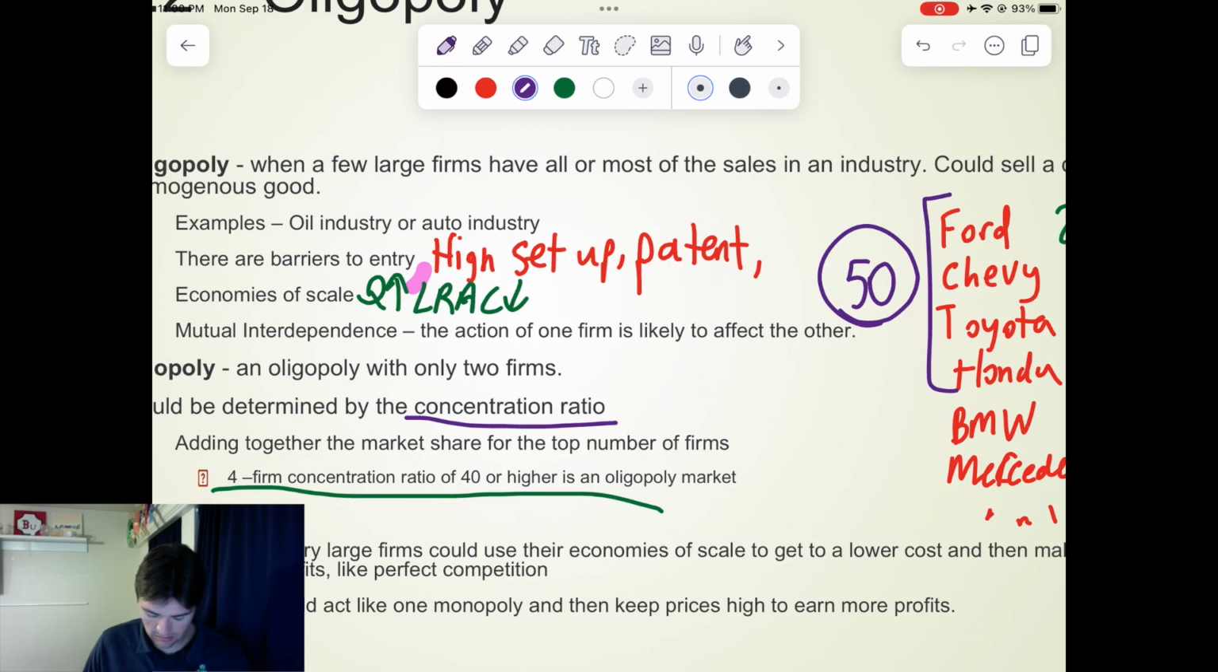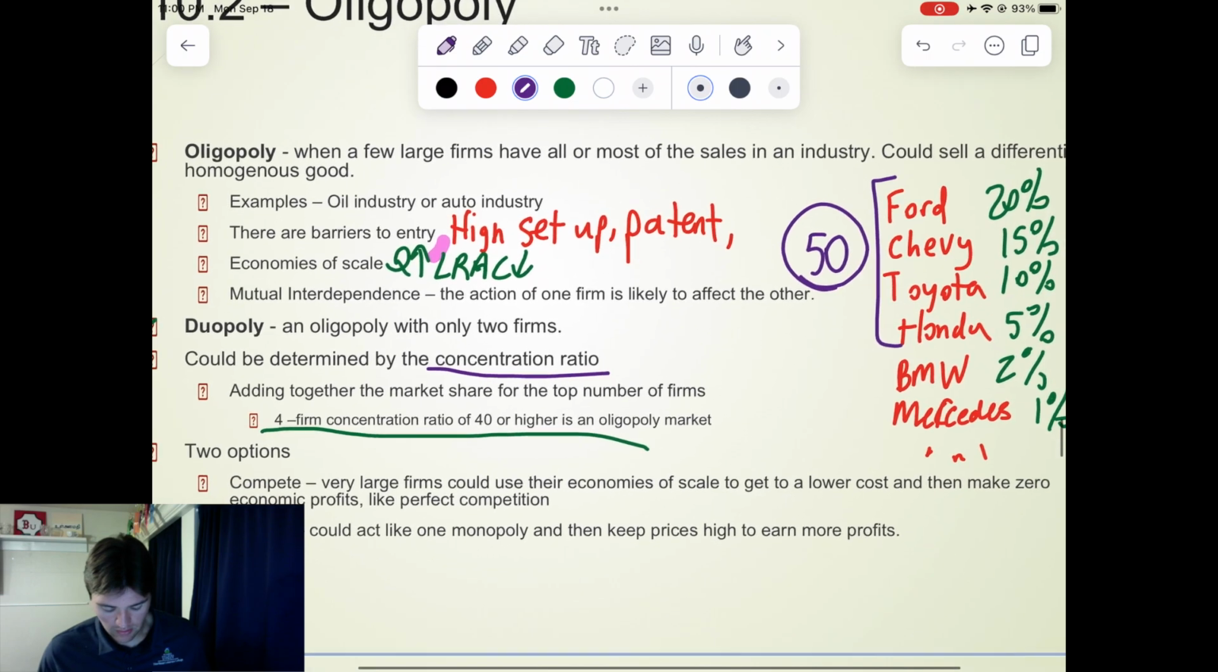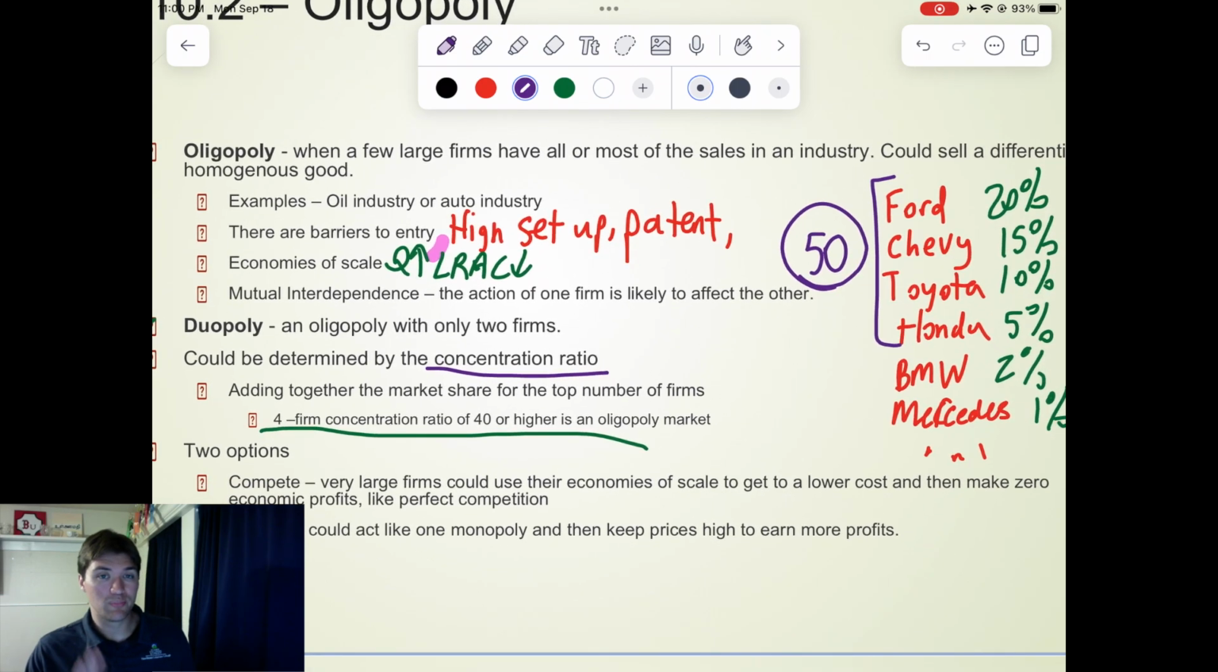Okay. So when we're really trying to figure out what to do with these markets, it really just comes down to 2 options. Since these firms are really big, they could compete with one another, right? We could have the situation with the gas stations where they lower their price and firm B has to make a choice. We can compete. Or we could collude.